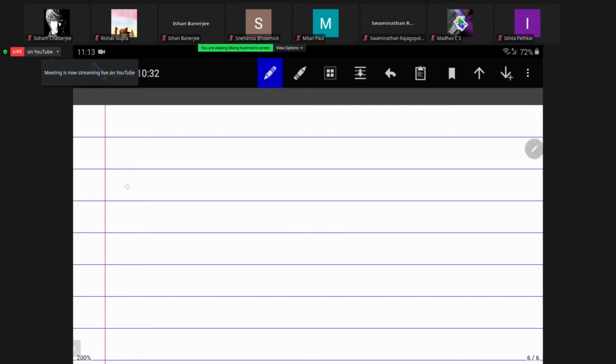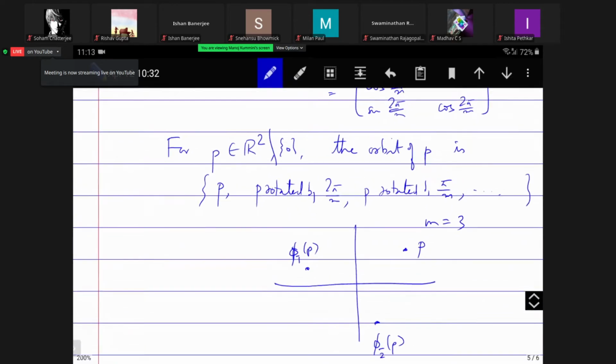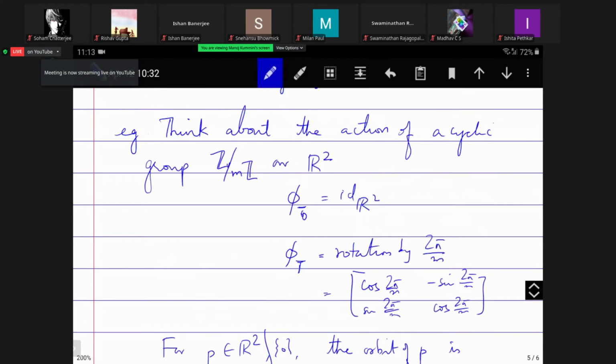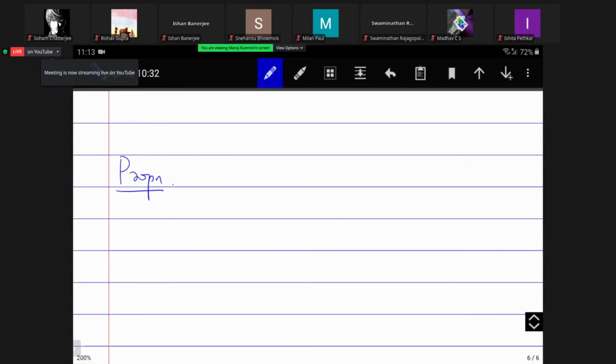So, proposition. We can define an equivalence relation on X like this, and the equivalence classes are exactly the orbits. So let me say, let G be a group acting on a set X.